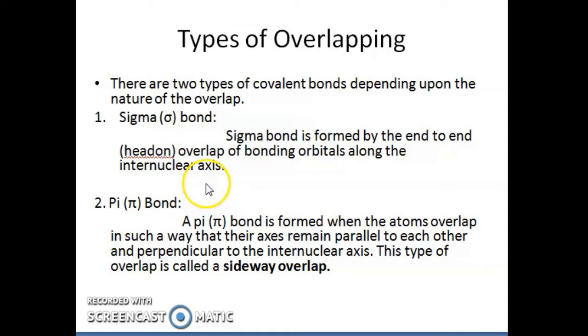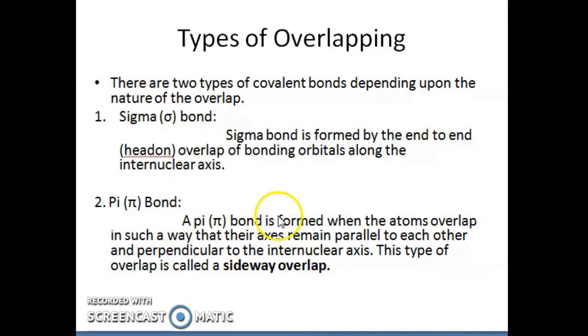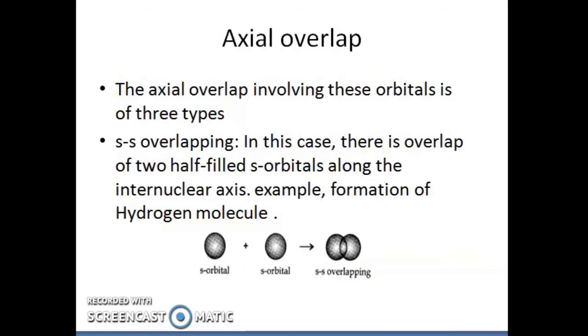The second type, the pi bond, is formed when atomic orbitals overlap in such a way that their axes remain parallel to each other and perpendicular to the internuclear axis. This type of overlap we call sideways overlap. Then there are different types of axial overlapping.